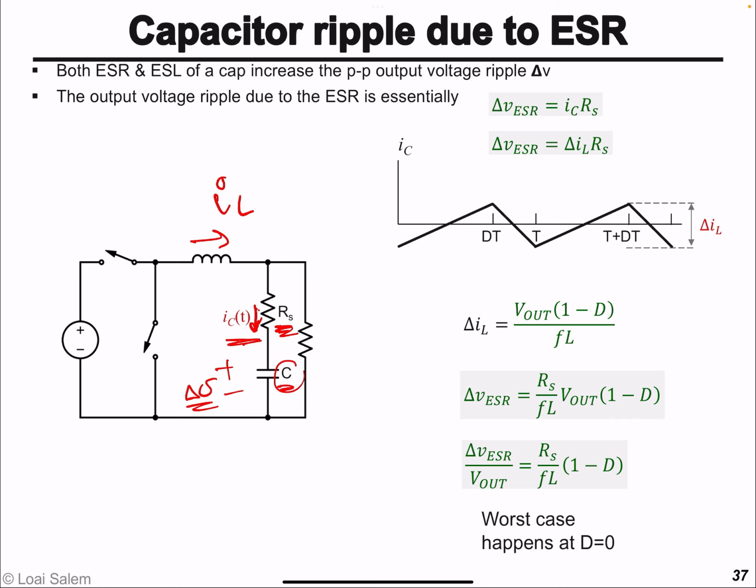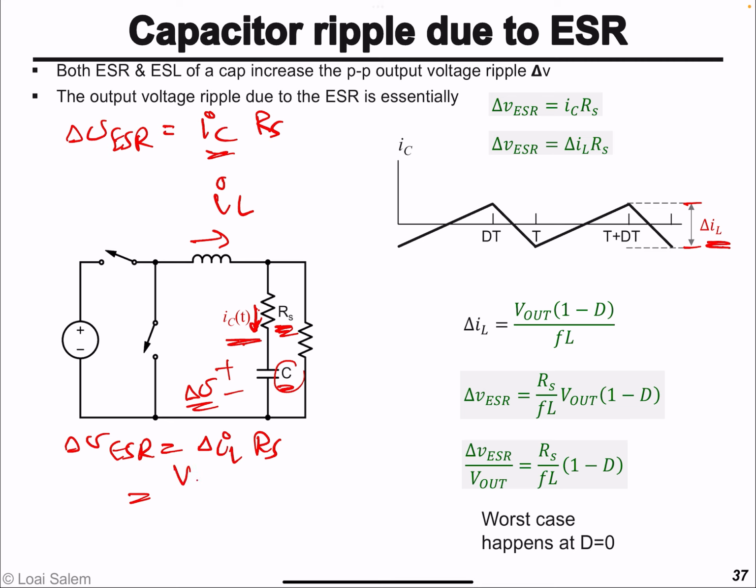So obviously the peak to peak value of the ripple due to the ESR of the capacitor will equal the capacitor current multiplied by the resistance R_S. And the peak to peak value of the capacitor current is delta I. So delta V_ESR is equal to delta I_L times R_S. Delta I_L is basically the output voltage times 1 minus D divided by f L, and then this one is multiplied by R_S. And then we can bring V_out to the other side as shown here.